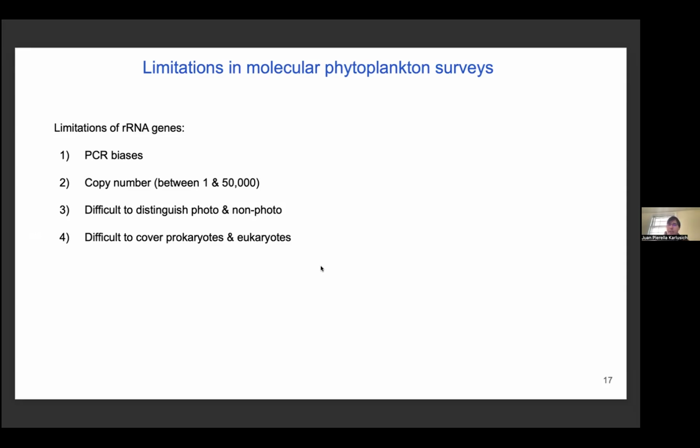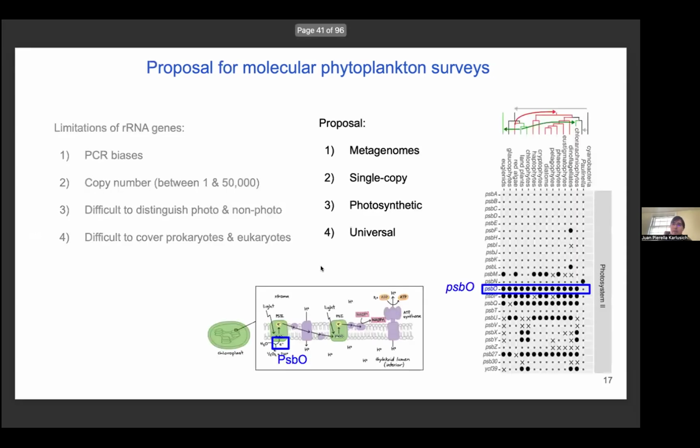And in this project, the aim was to develop a new way of analyzing the global phytoplankton community, covering both cyanobacteria and eukaryotes, and in a quantitative way. For this, the proposal was to directly analyze metagenomes in order to avoid the PCR biases, and instead of analyzing the ribosomal RNA gene, analyze a new gene.